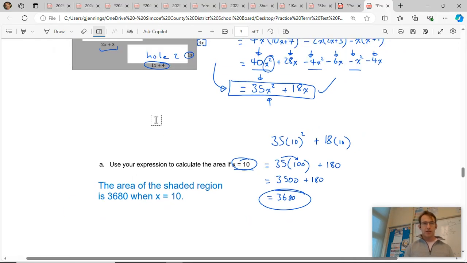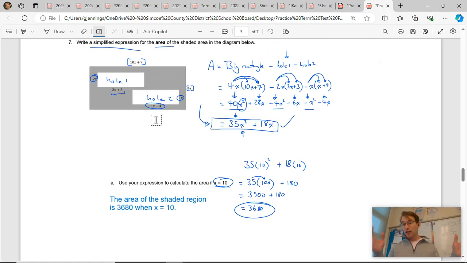They know that this shaded area could have a wide variety of areas depending on the value of x. But when x is 10, it has exactly the area 3,680. And that's how you do this type of question. And that's how you're going to do on Thursday when you're confronted with this, the absolute spiciest level of anything that I would throw at you on Thursday.